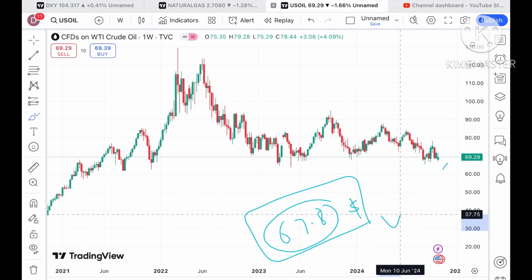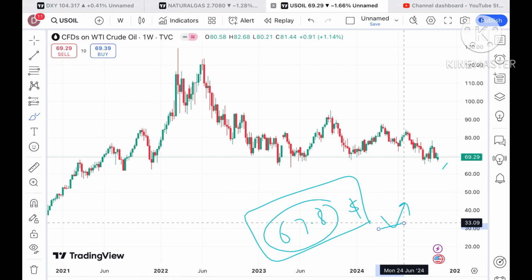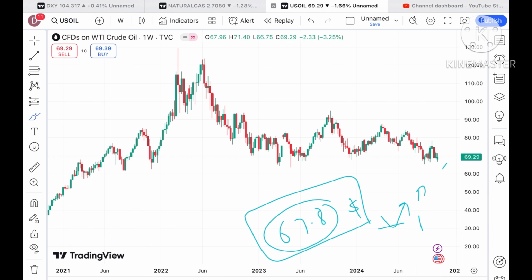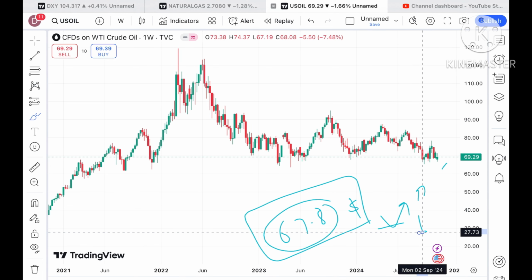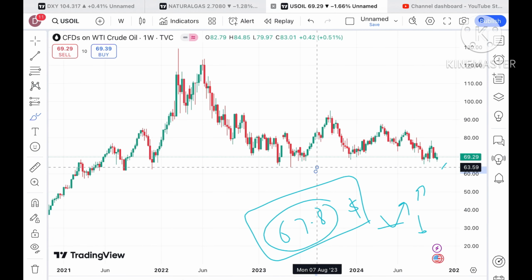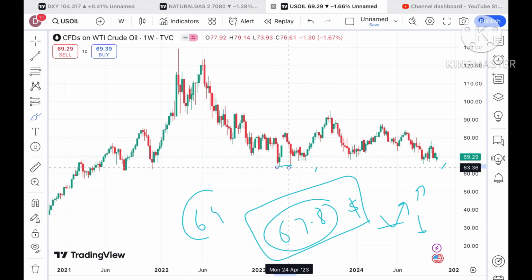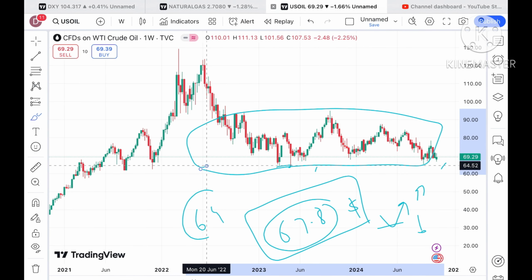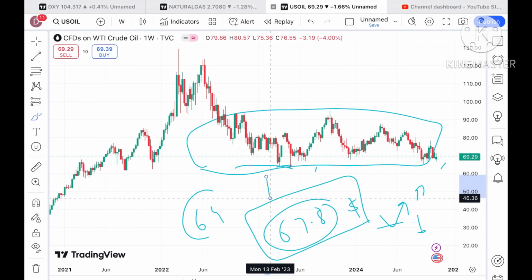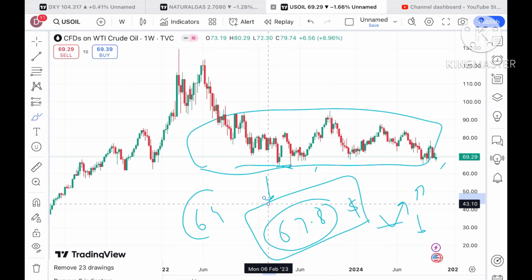So this is the level. If it bounces back from this level, we can see it go further upside, but if it starts falling below this level, it can fall further low and go towards 64 also, which is the low of this zone. So if it starts falling below this level, we can see a further downfall.